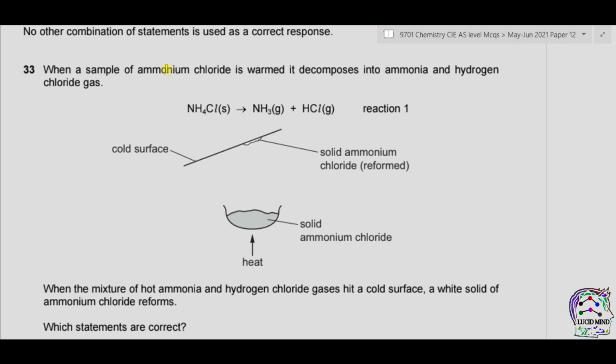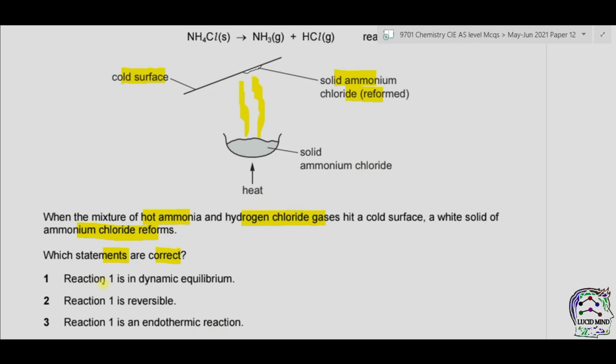Question 33. When a sample of ammonium chloride is warmed, it decomposes into ammonia and hydrogen chloride gas. NH4Cl converts into NH3 along with HCl. This is reaction 1. When the mixture of hot ammonia and hydrogen chloride gases hit a cold surface, for example, this ammonium chloride first converts into these gases, which then hit a cold surface. This is the cold surface. A white solid of ammonium chloride reforms. So solid ammonium chloride is reformed. The statements are correct. Number 1, reaction 1 is in dynamic equilibrium. Now for dynamic equilibrium, there must be a closed system.